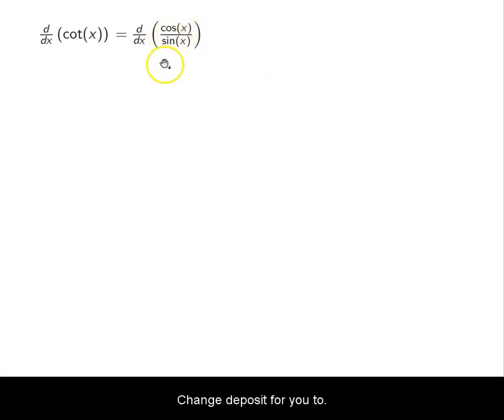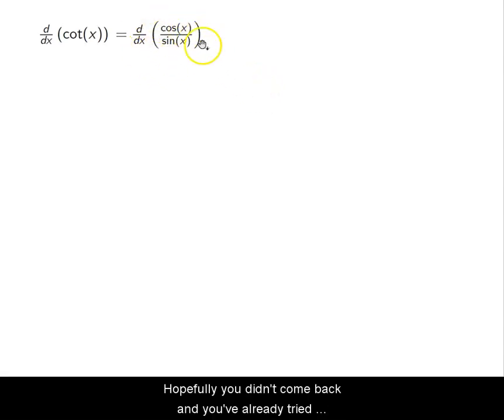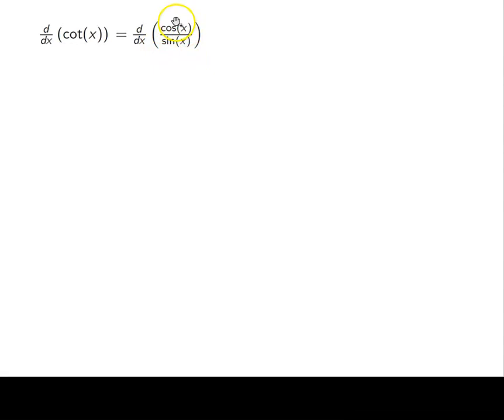Okay, that pause is for you to pause it, so hopefully you did, and you come back and you've already derived this. So we're going to do the quotient rule again. So the derivative of cosine, that'll be a negative sine times sine minus cosine times cosine over sine squared.